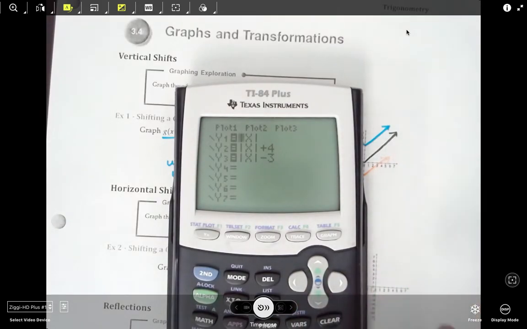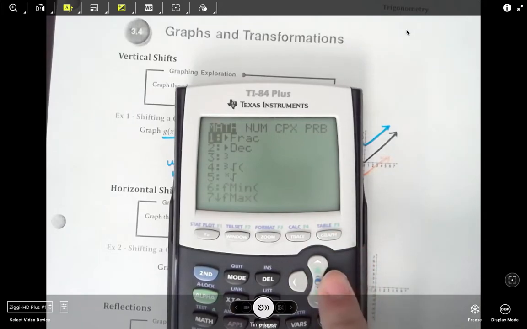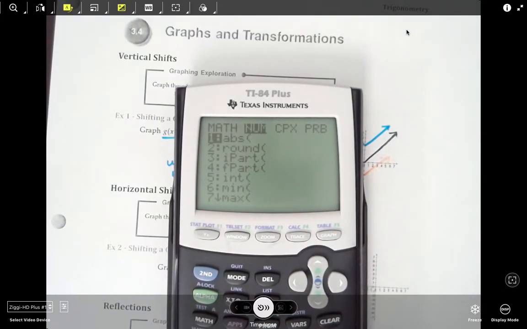How to insert the absolute value? Okay, so I'm going to go down to the fourth one, and you hit the math button. Math is right underneath alpha. You see it? Math. And you hit the over key for number and hit enter under absolute value. It should just say ABS, and it will insert that absolute value bar there.